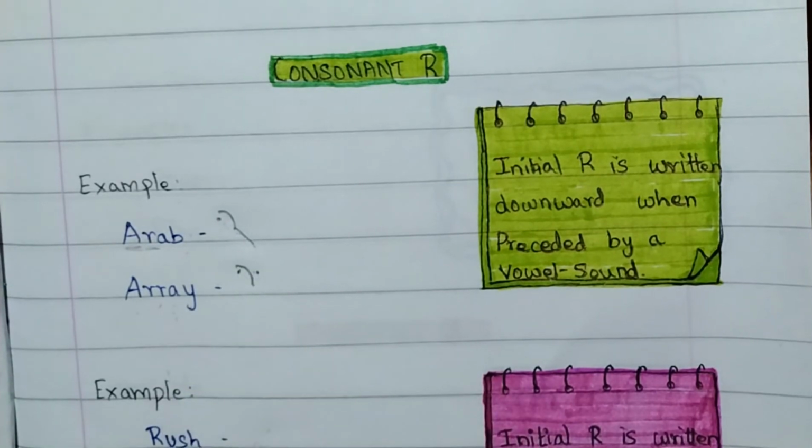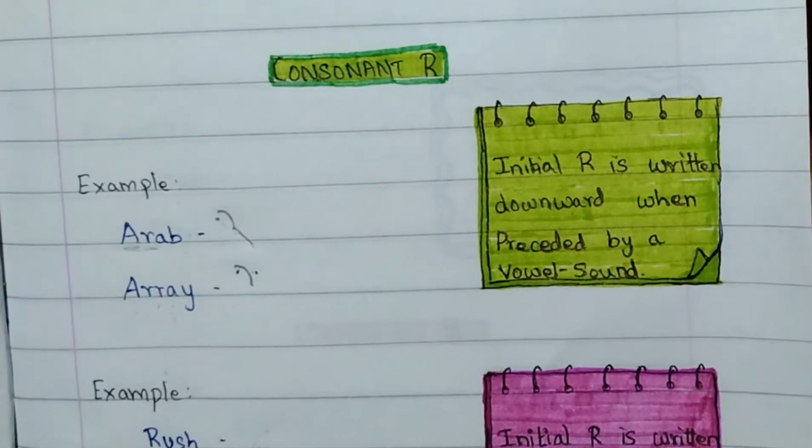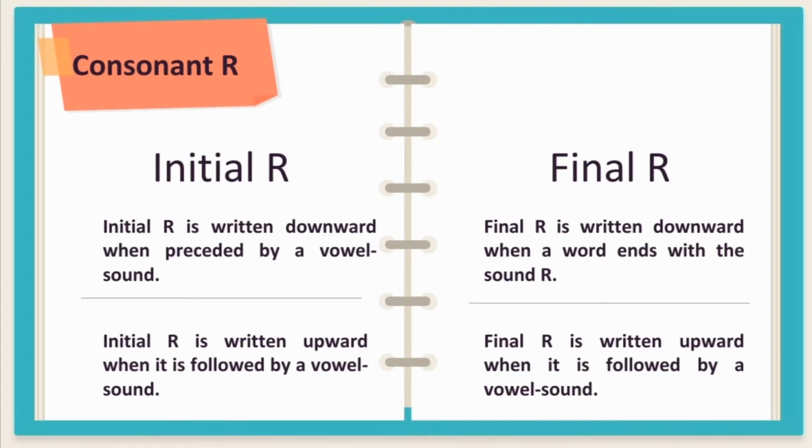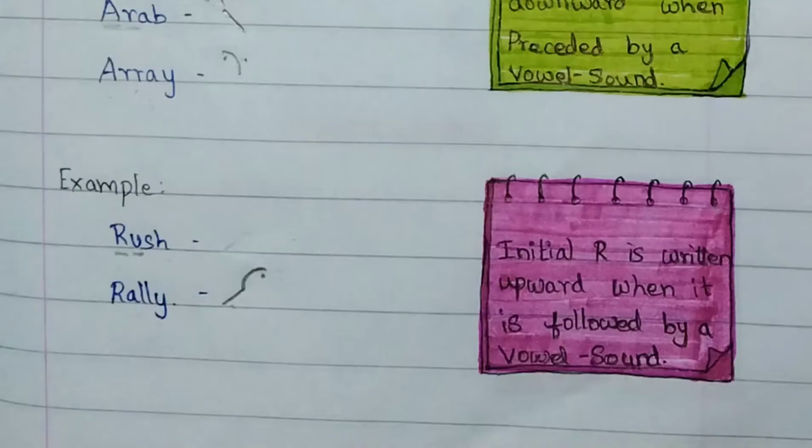The next rule for initial R is written upward when it is followed by a vowel sound. That is, when a word starts with the R sound followed by a vowel sound, then we should use upward R to write the word. For this, I have taken an example word rush and rally.